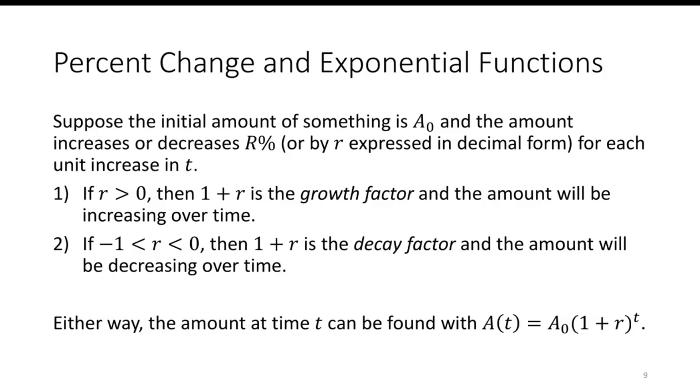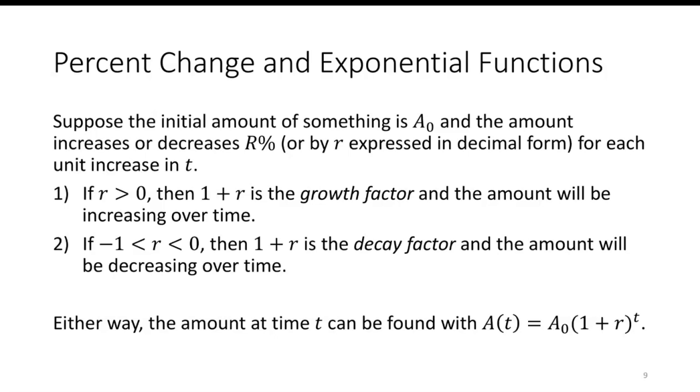Suppose the initial amount of something is given by this symbol A0, and the amount increases or decreases by R%, or by little r if expressed in a decimal, for each unit increase in t. If r is greater than 0, then 1 plus r is called the growth factor, and the amount will be increasing over time. If r is negative, between -1 and 0, then 1 plus r is the decay factor, and the amount will be decreasing over time.